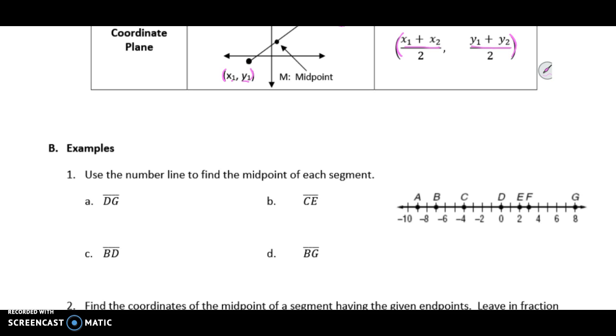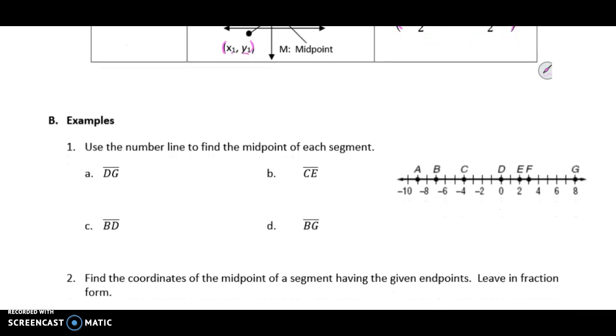So now to give it a go. So first thing, we're doing it off the number line. I need to find the midpoint of the segment DG. So I go find the value of D. D is here at 0. Add to it the value of G. G is an 8. To find the midpoint, I average them, so I'm dividing by 2. So 0 plus 8 divided by 2.